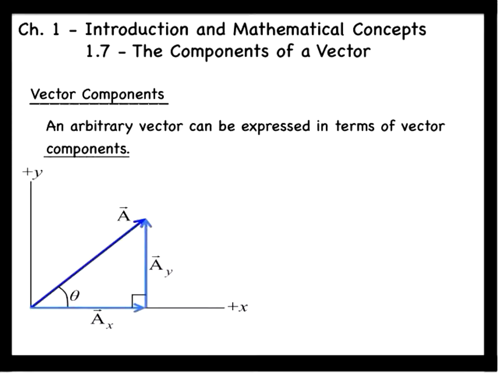The two components are drawn parallel to the x and y axes, and are therefore perpendicular. They add vectorially to equal the original vector A. In other words, vector A is equal to vector A sub x plus vector A sub y.